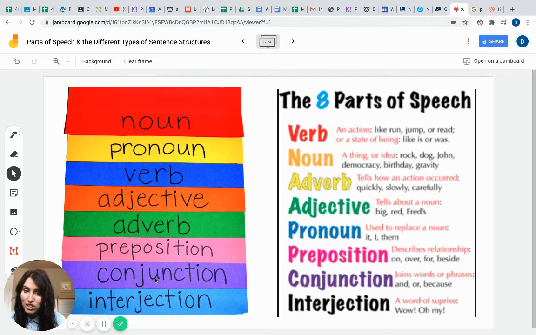What is a conjunction? What'd you say? Did you say it joins words or phrases together? Yes. What are some examples? And, or, because. Nice job. What is an interjection? What did you say? Did you say it's a word of surprise like wow or oh my? If you did, you nailed this quiz.